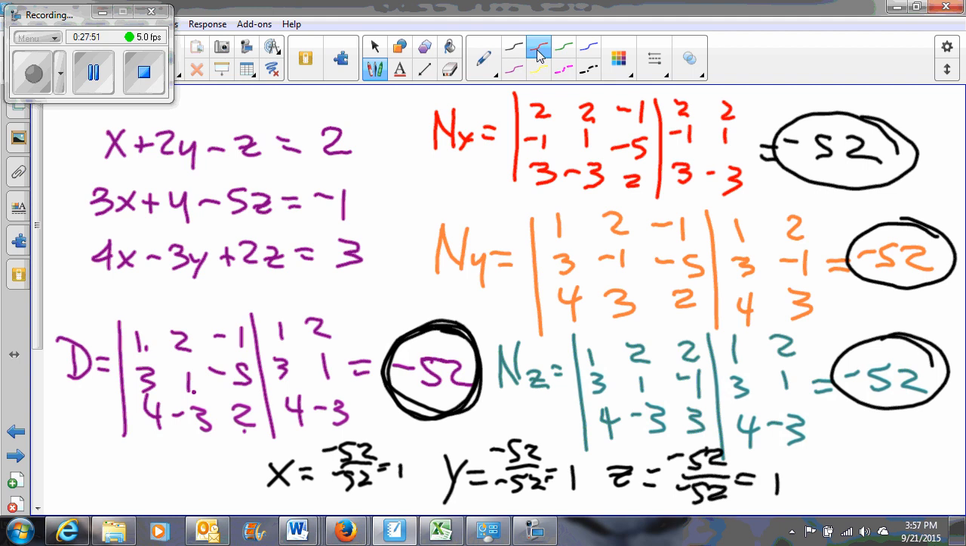If x is 1, y is 1, and z is 1, we get 1 plus 2 minus 1, that's 2. We get 3 plus 1 minus 5, that's negative 1. And 4 minus 3 is 1, plus 2 is 3. And so 1, 1, 1 is the solution to this system of 3 equations and 3 variables.